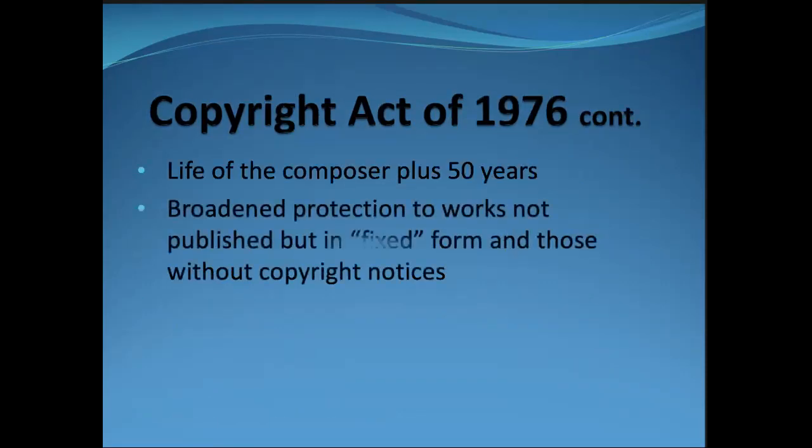Okay. So at the time in 1976, when this act went into effect on January 1st, 1978, it was life of the composer plus 50 years. That changes later, but at that time it was life of the composer plus 50 years. In other words, it's making money after the composer dies. So their estate and family are making money off their copyrights.